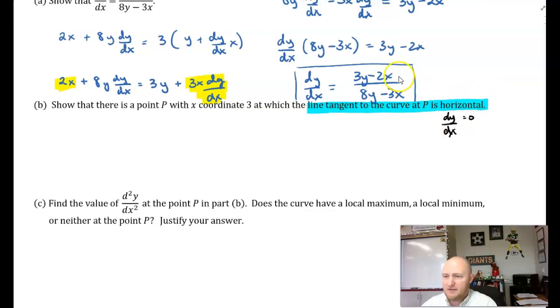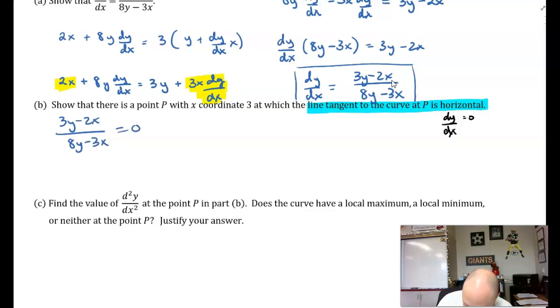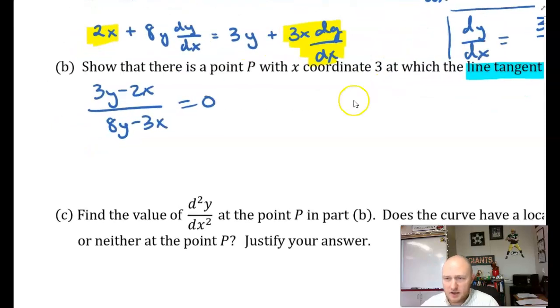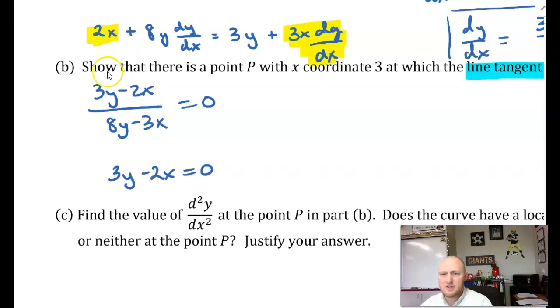Okay, I have the slope here, (3y minus 2x) divided by (8y minus 3x), and I'm going to set this equal to 0. A shortcut, whenever you're solving a rational function equal to 0, is you can just take the numerator. So 3y minus 2x is equal to 0, because when I multiply both sides, the denominator is going to cancel out.